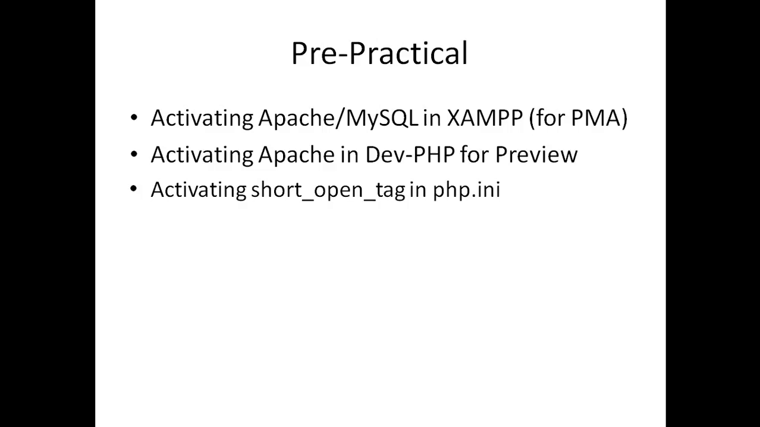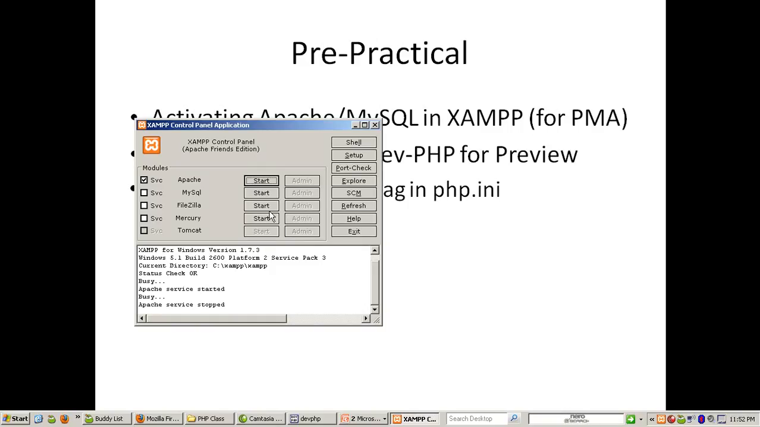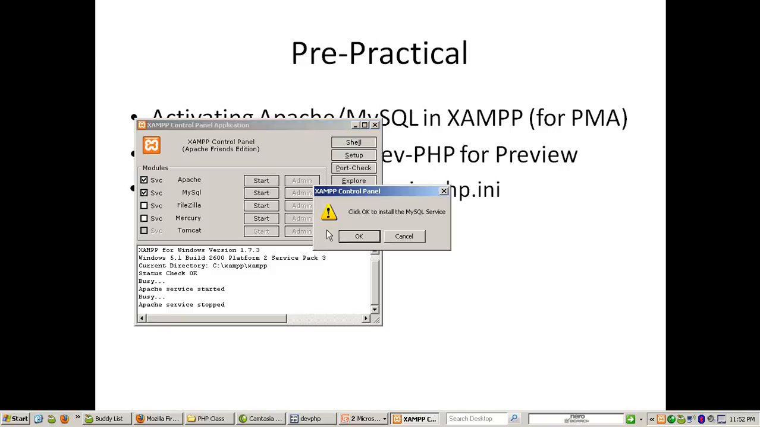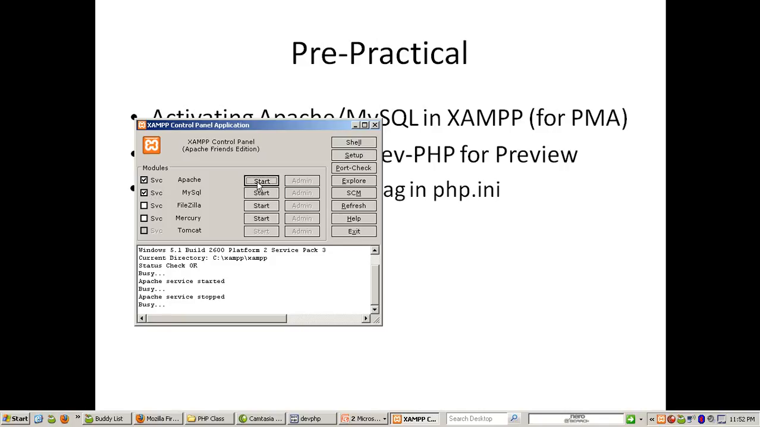So basically, just give me one minute. I'll pull up the XAMPP control panel. All right, so here's the XAMPP control panel. I want to activate Apache and MySQL. Click OK to install the MySQL service. I do want to do that. You'll get the same box for Apache, like I mentioned earlier, though I already did the service installation, so that's not going to happen for me. I'll hit start on Apache. Okay, I don't know if that's going to work, but let's see. There it goes. Apache service started, and I'll hit start on the MySQL.